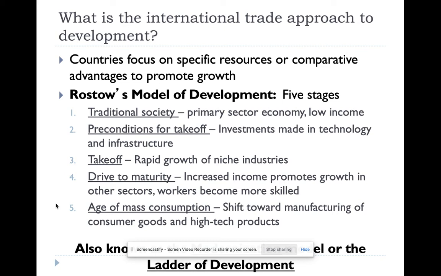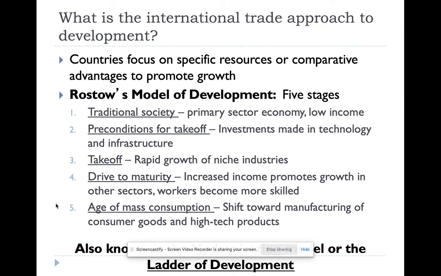And from there, the increased income that comes from the takeoff of the niche industries is going to promote growth in other sectors. It's going to add a demand for skilled workers, so you're going to see more skilled workers, and so the education system is going to go there, and it's going to kind of have a snowball effect on the economy, and then all sectors are going to benefit because you're going to have more skilled workers, you're going to have growth in other sectors, you're going to have all of these things, right? And when you have income, people are going to want products, right? And so you're going to see the shift then in the age of mass consumption.